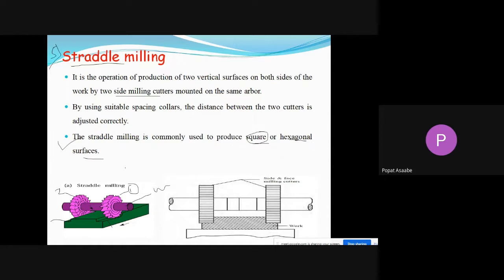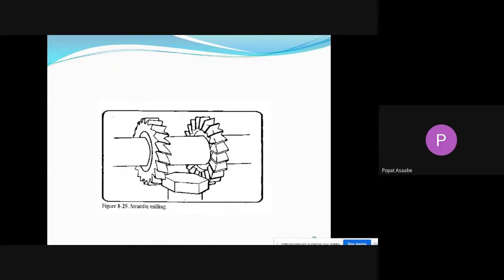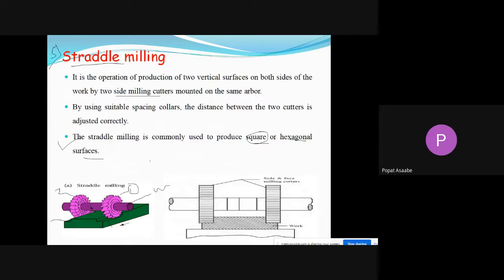Whenever we want to generate a square or such a hexagonal shape, at that time we can use straddle milling. Because in straddle milling we are using the side milling cutter, on its periphery teeth are there, and also on both sides, this side and this side, the cutter teeth are there, so that it will remove the material in this manner. This is about straddle milling.